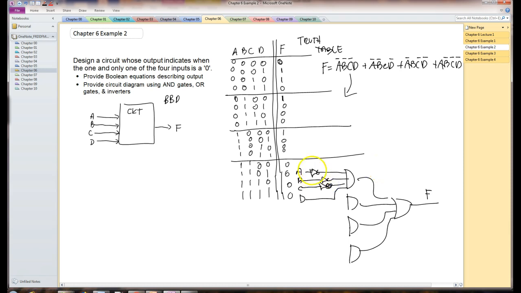That works. I can reuse this A bar term. Anytime I see an A bar, we'll need to complement the D later. Once again, I don't feel like drawing all the signals in here. I don't think it's very instructive.